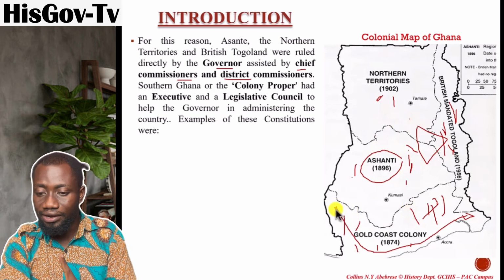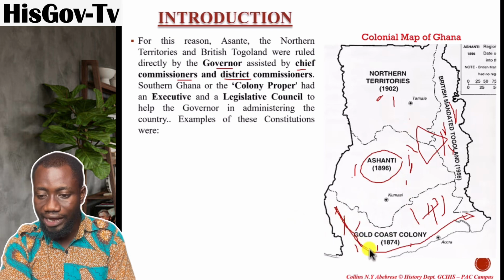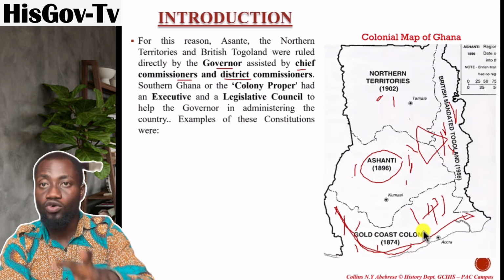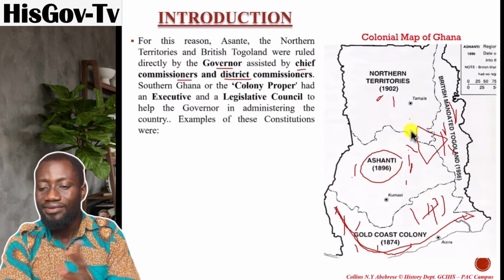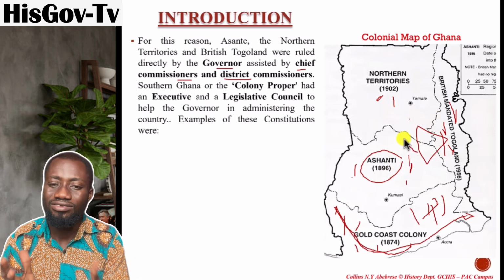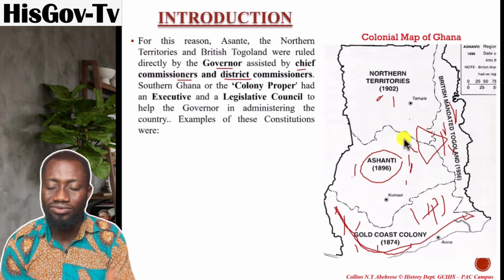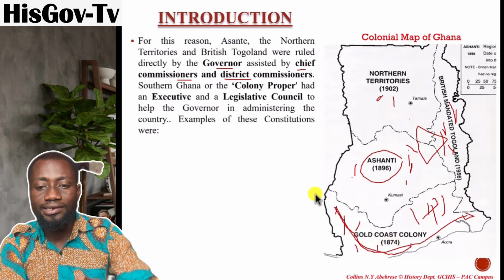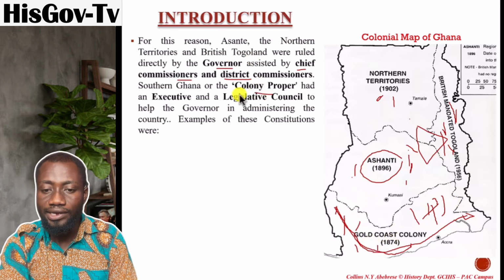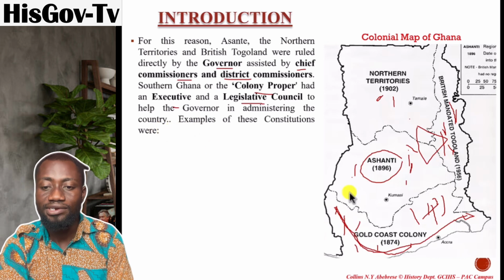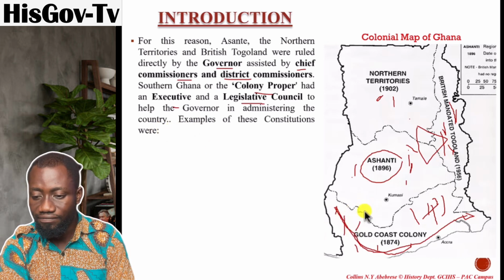However, in the Gold Coast proper, at this time, the Gold Coast at this period was a colony proper. Ashanti and the Northern Territory and the rest were all considered as protectorate. But the Gold Coast, or the colony proper, had both executive and legislative council to help the governor in administering this part of the country.